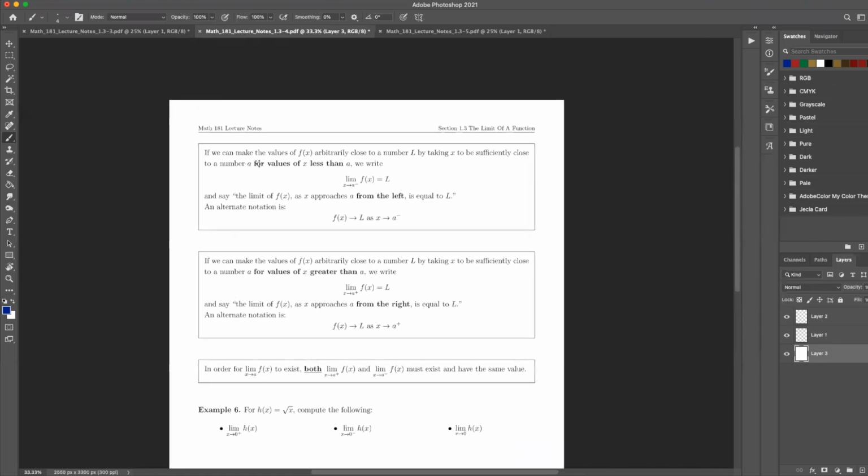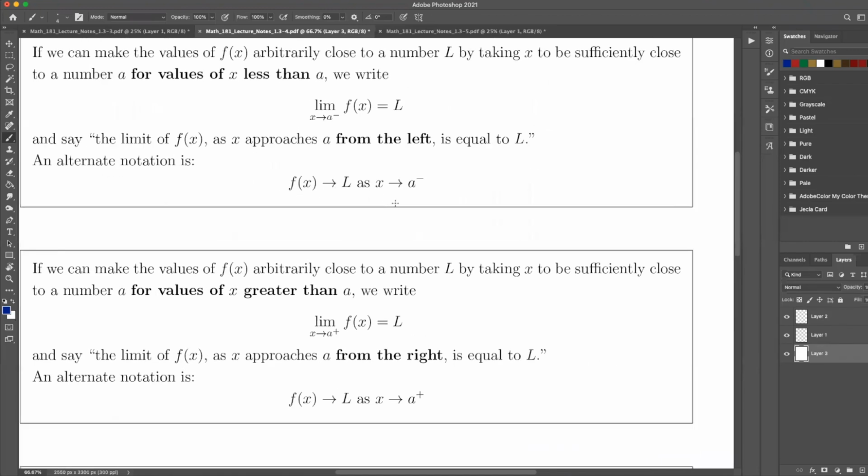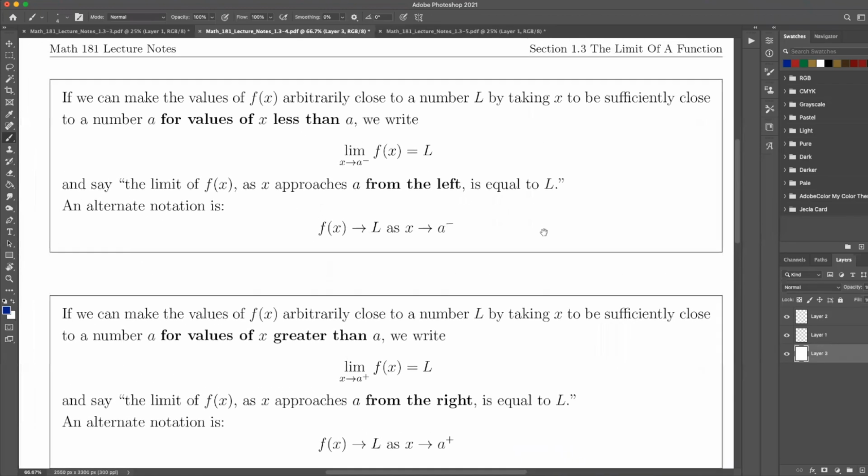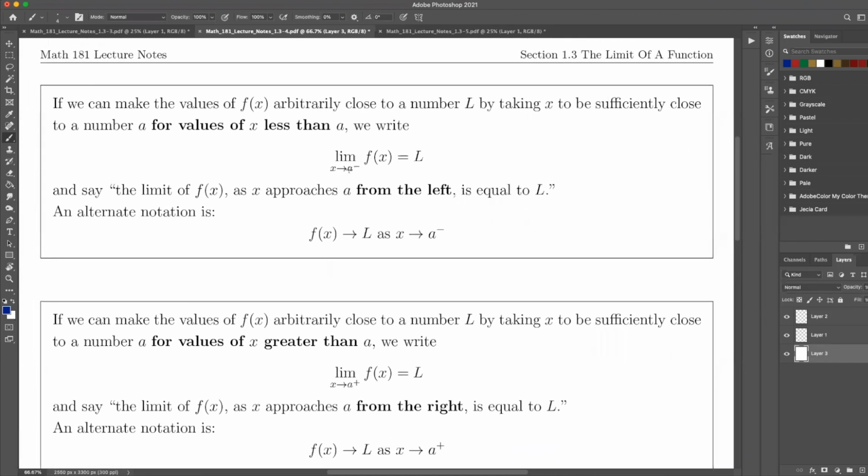So it says if we make our values arbitrarily close to a number by taking x sufficiently close to a value less than a, we write the limit of a, and then we put the minus sign as a little power. Let me zoom in a lot for those who are watching on a phone. We put this minus sign, and that means we're coming from the left, and we say the limit of f of x as it approaches from the left. And so we say this is a left-hand limit, or a left side limit, or the limit from the left, is equal to L.